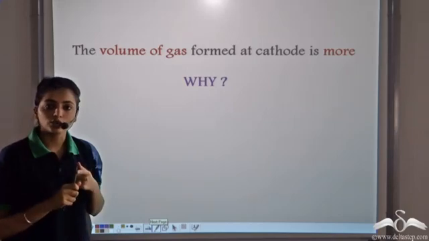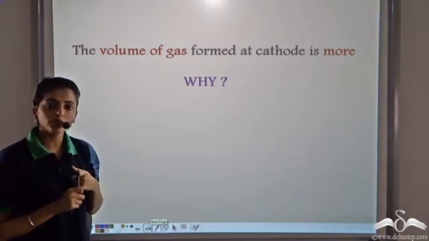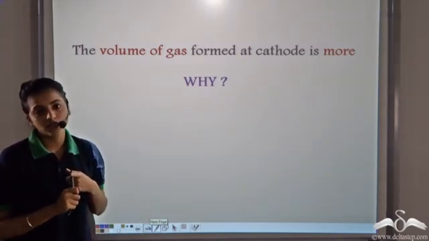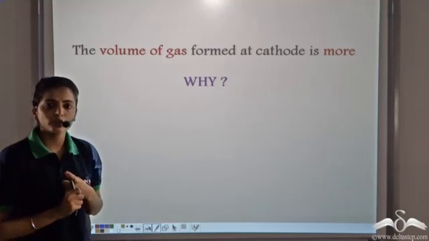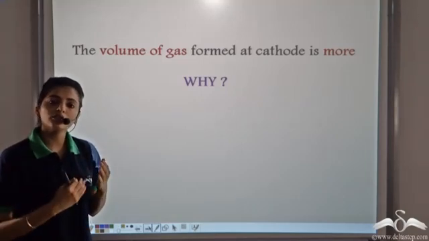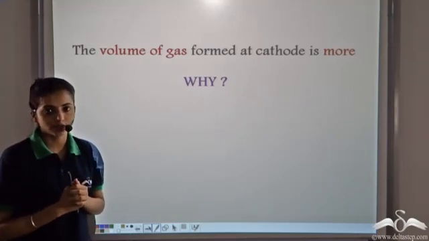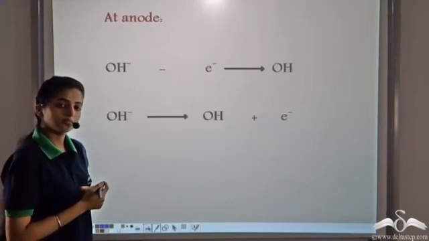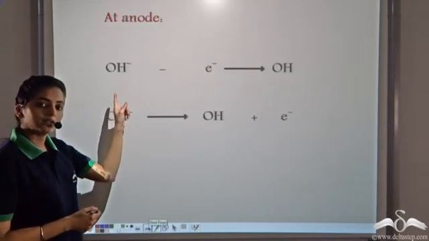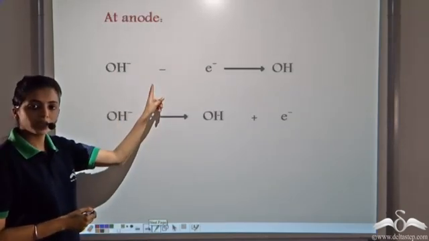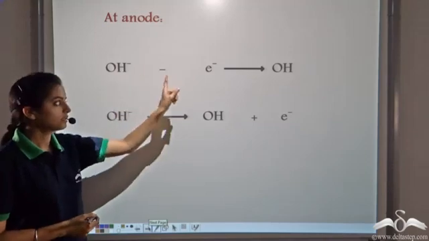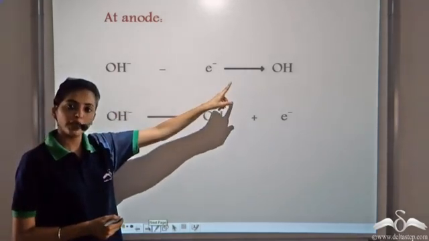We know at the cathode, hydrogen gas is being formed. At the anode, oxygen gas is being formed. So let's see a few reactions to find out why the volume of hydrogen is more than oxygen. We know that at the anode, this is the reaction taking place. OH minus releases one electron to form OH.